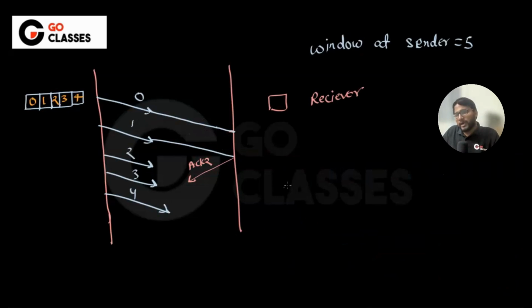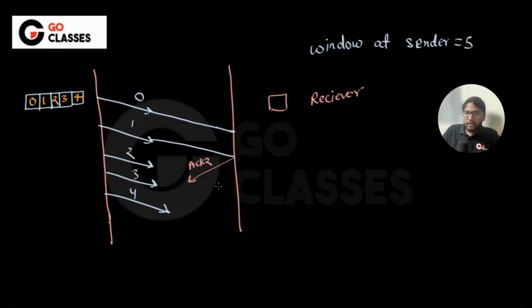Or maybe you can have some timer and you can say that, okay, after every 1 minute I will send the ACK. Maybe you can say something like this. Anyway, doesn't matter. But I hope you understood what ACK2 means? Everything till packet number 1, which means packet number 0 and packet number 1, has arrived safe and sound.